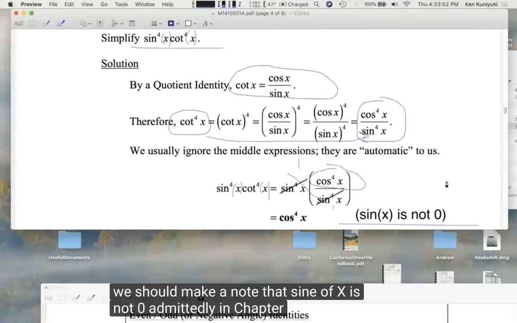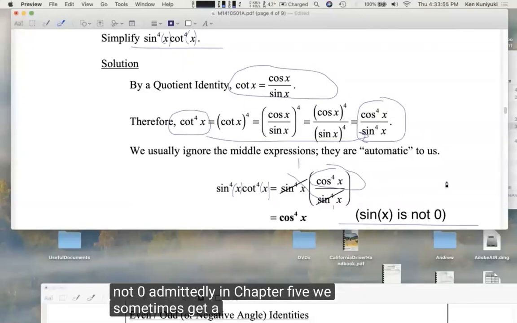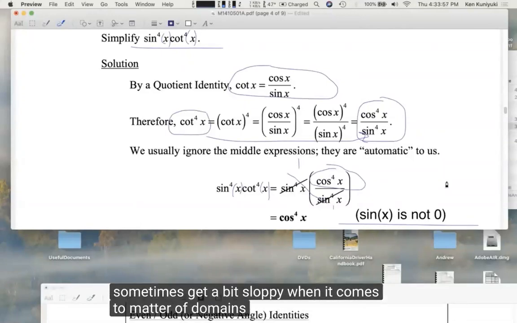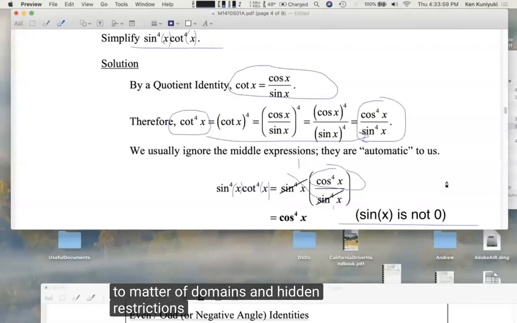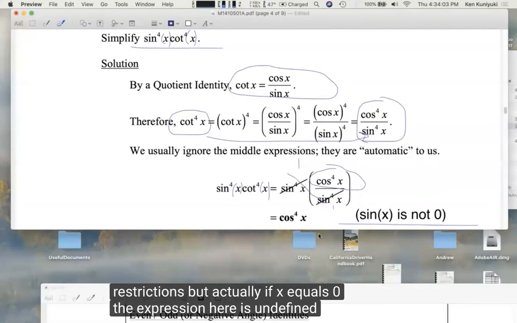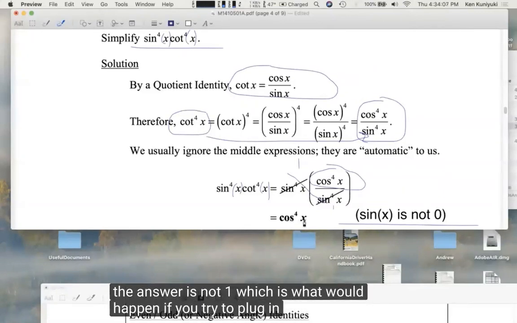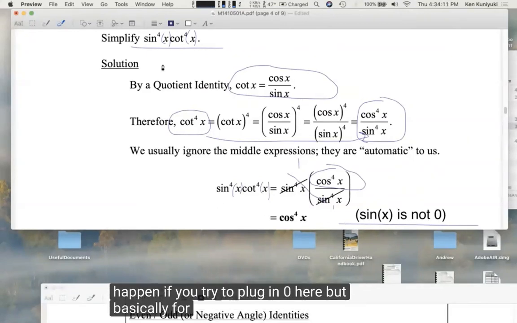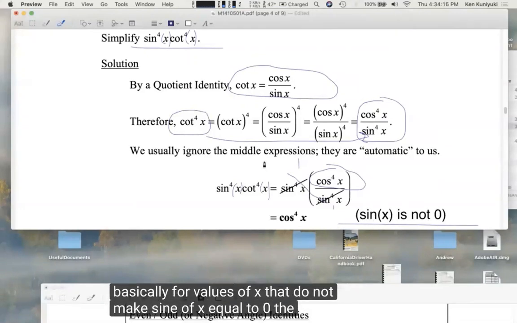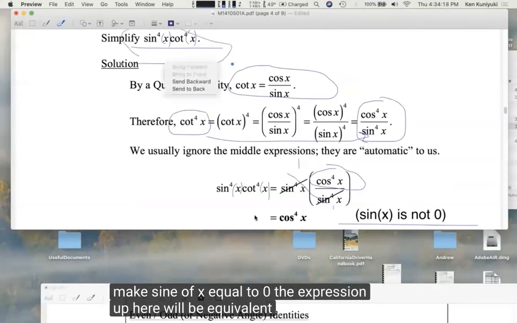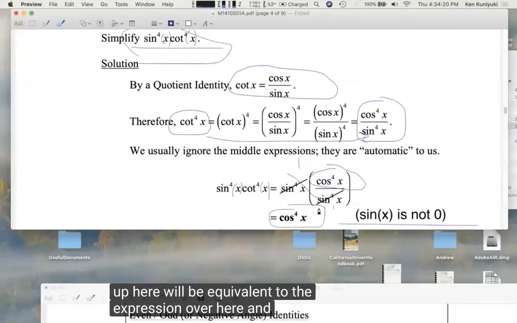Admittedly, in chapter 5, we sometimes get a bit sloppy when it comes to matter of domains and hidden restrictions. But actually, if x equals 0, the expression here is undefined. The answer is not 1, which is what would happen if you try to plug in 0 here. But basically, for values of x that do not make sine of x equal to 0, the expression up here will be equivalent to the expression over here.